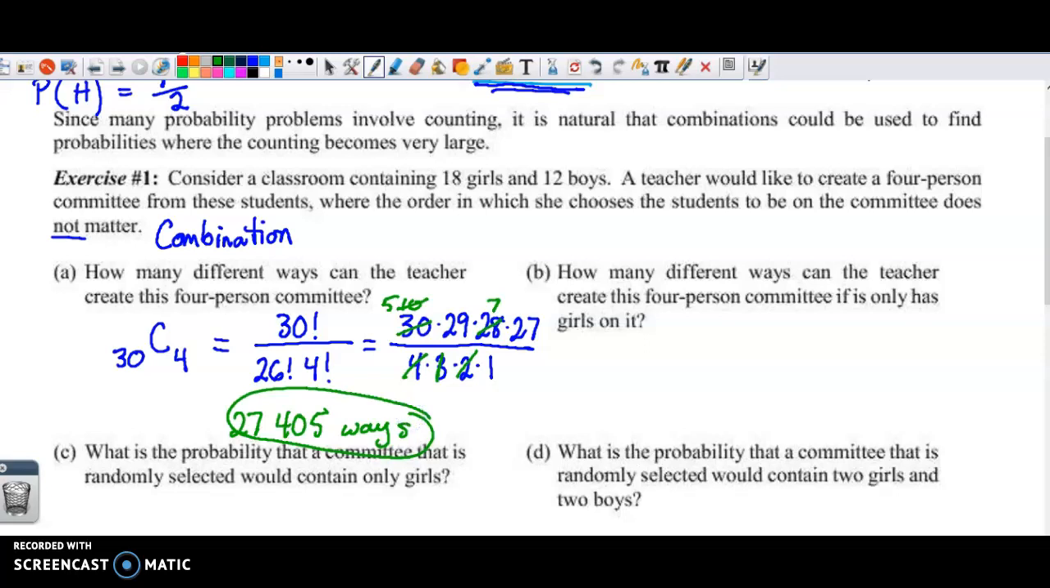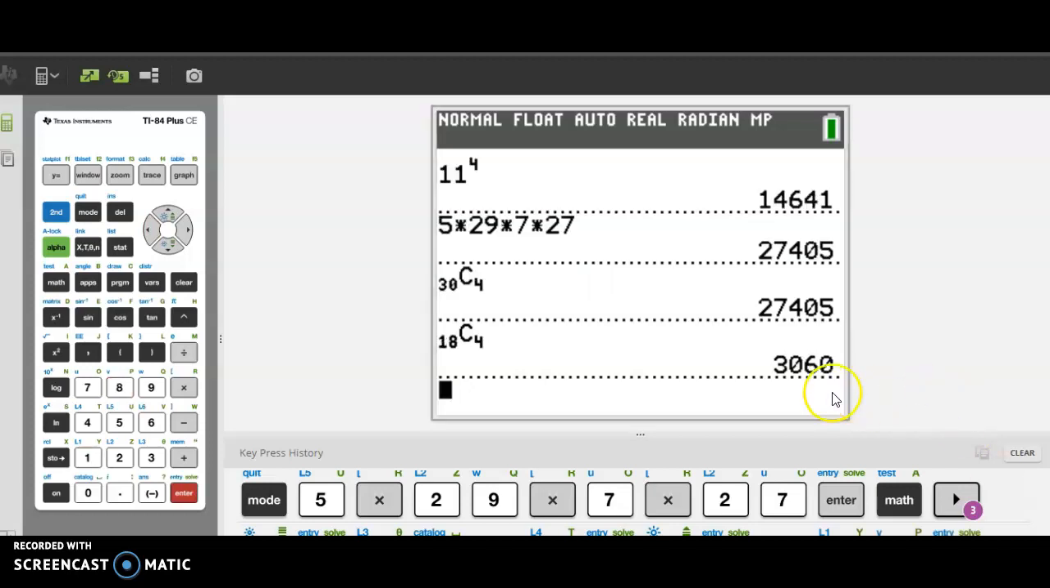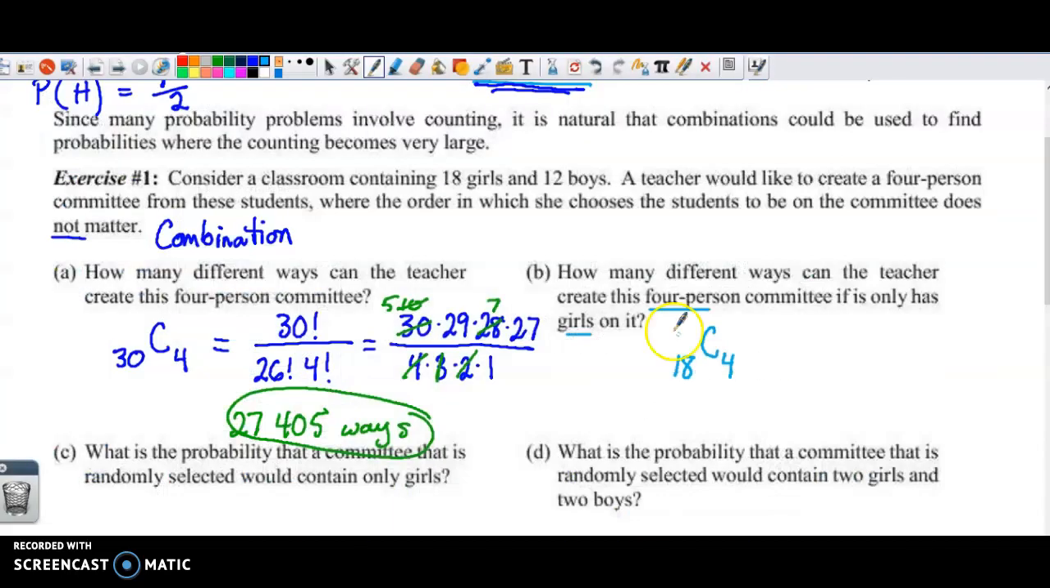But we can easily change the direction and say, well, what if we only have girls on the committee? Well, there's only 18 girls to choose from. But again, it doesn't matter if you're chosen first or chosen last. And since I already walked you through the long way, let's keep this video somewhat short and just use a calculator. So that's 3,060 ways of getting all girls.